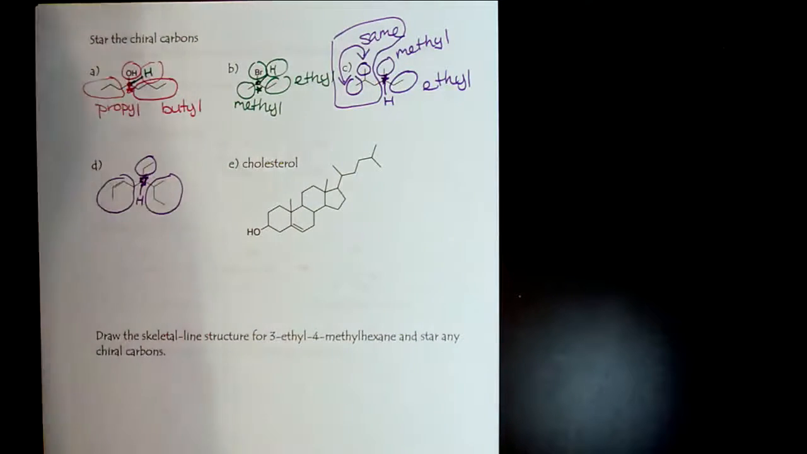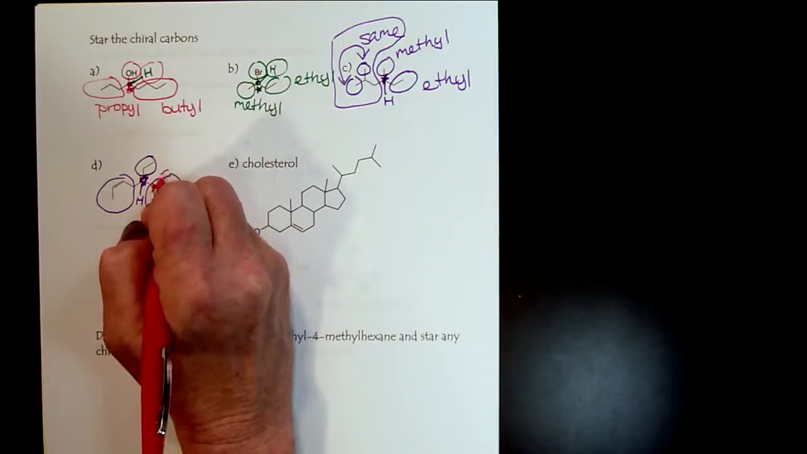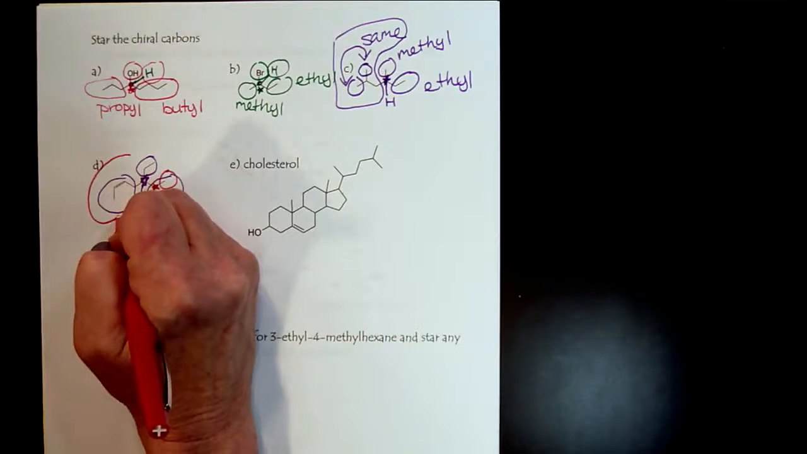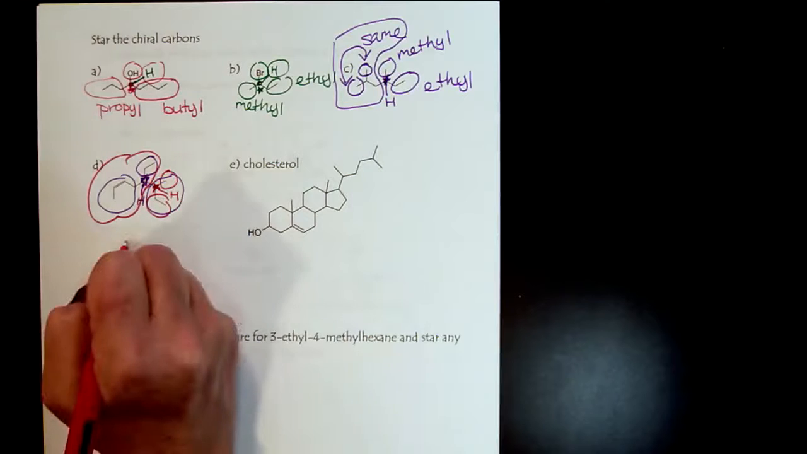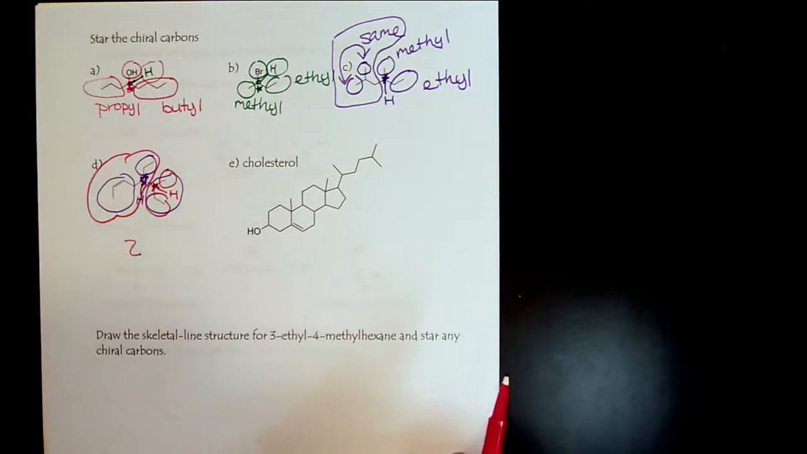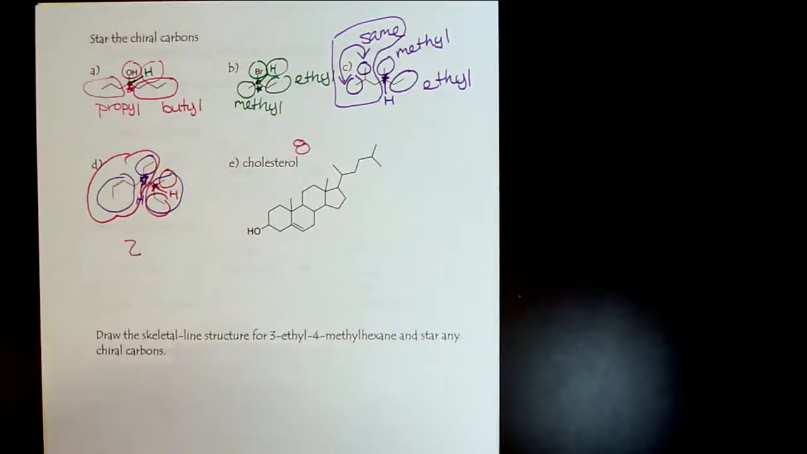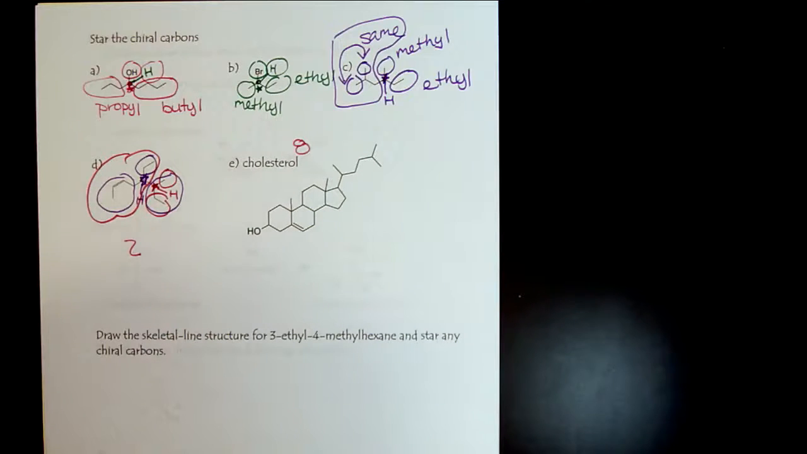So that's the first chiral carbon, and then this one's pretty tricky because there's actually 2. Here's the second chiral carbon, right? There's our methyl and our ethyl, and then a super biggie, and then of course the hydrogen. All right, so we had 2 centers here, and then, oh my goodness, cholesterol. There's 8 chiral carbons. All right, so here's the challenge. You know there's 8. This would be a great place to pause the video for a minute and see if you can find all 8, and then we'll compare answers.